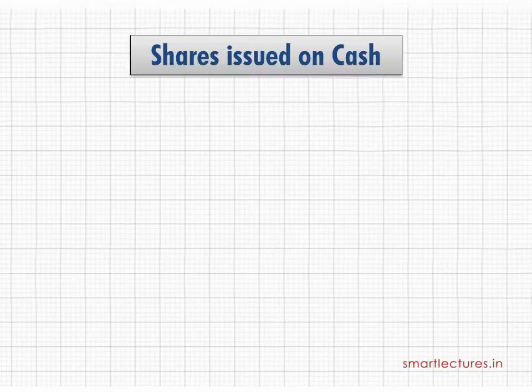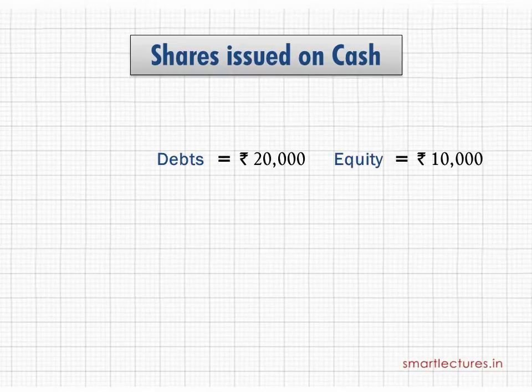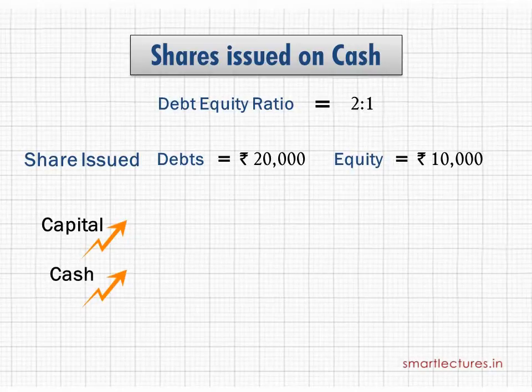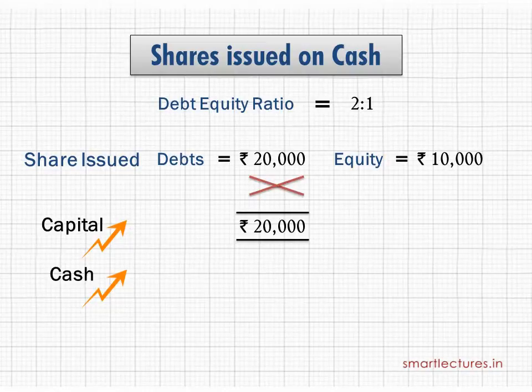Now the question is, what will be the effect on debt equity ratio if shares are issued for cash? Again the same assumption. Suppose at present our debts are rupees 20,000 and equity is 10,000 rupees, which means the debt equity ratio is 2:1. When shares are issued for cash, on one side capital gets increased and on the other side cash is increased. So debts don't get affected, they will remain 20,000 rupees, but equity will increase.